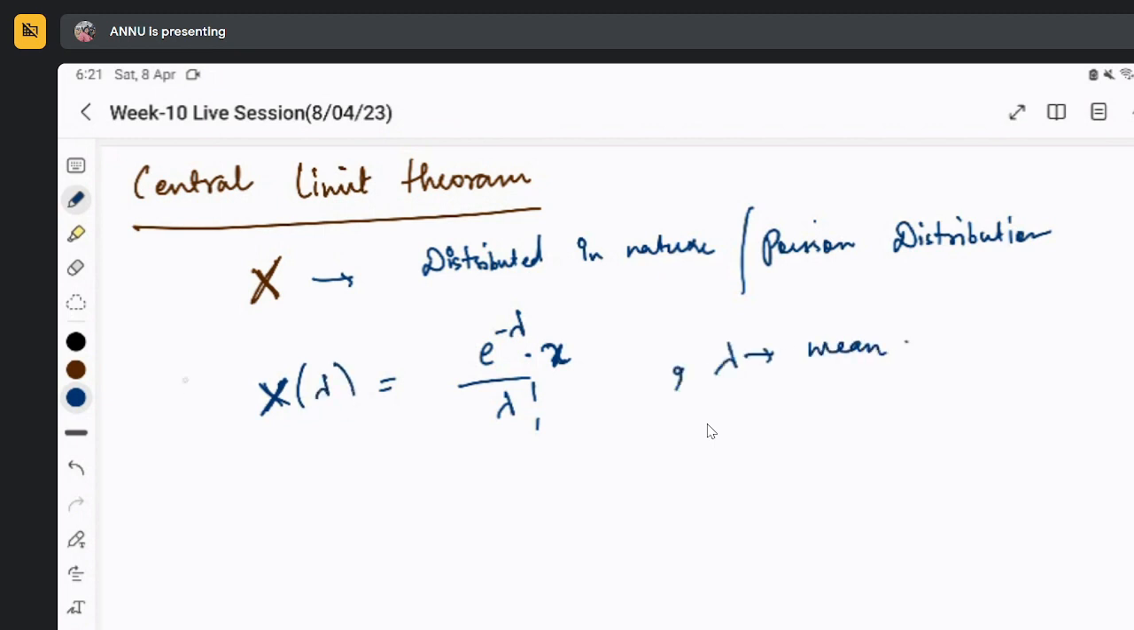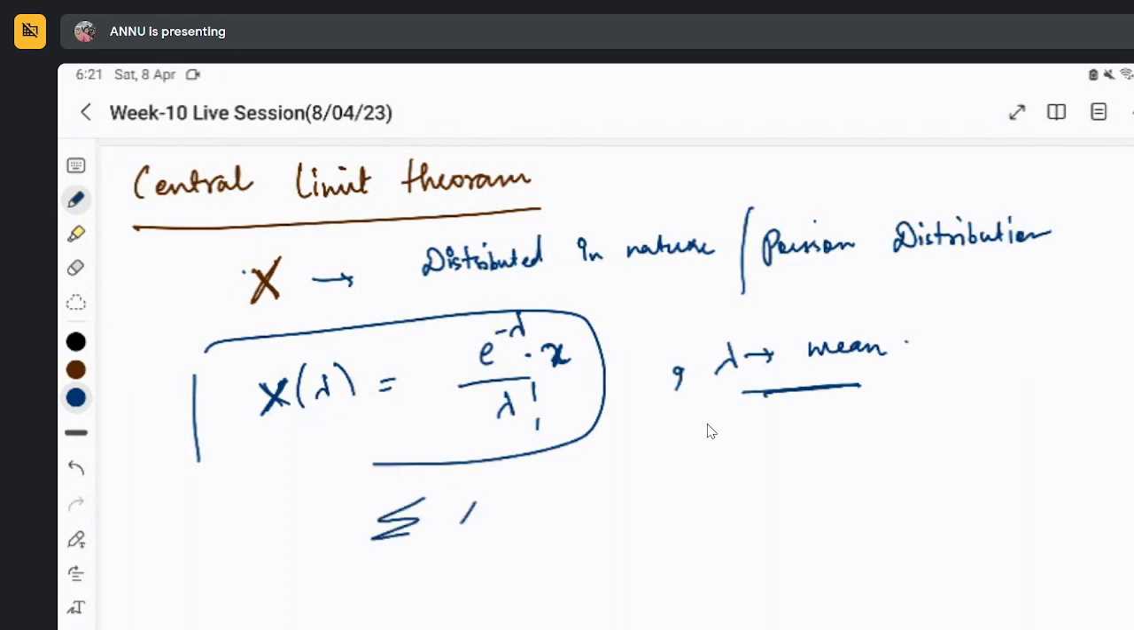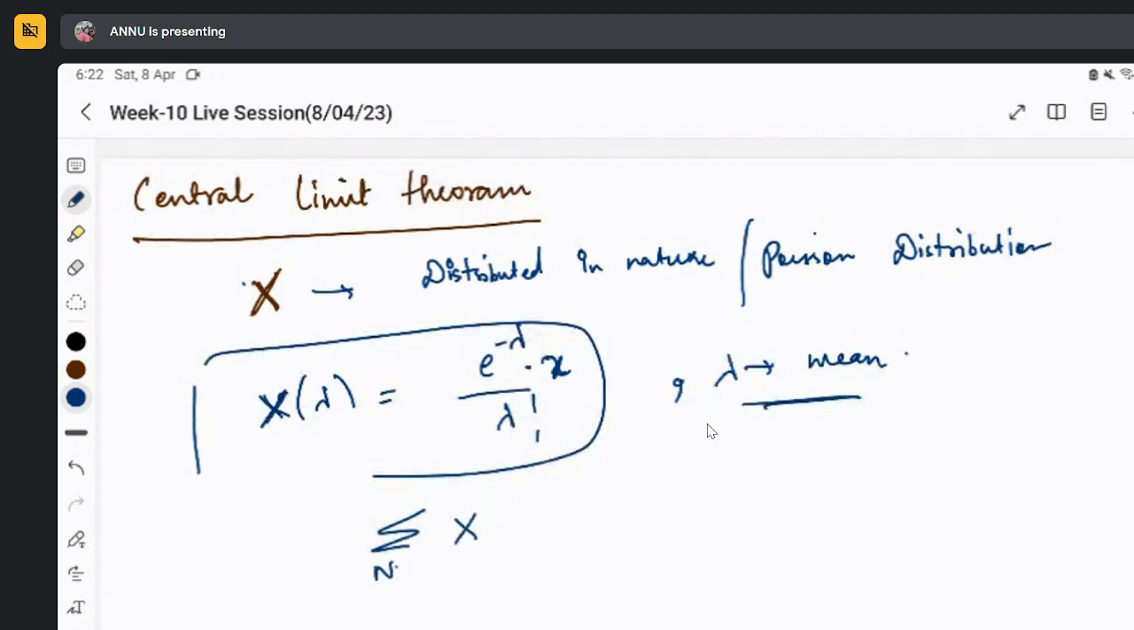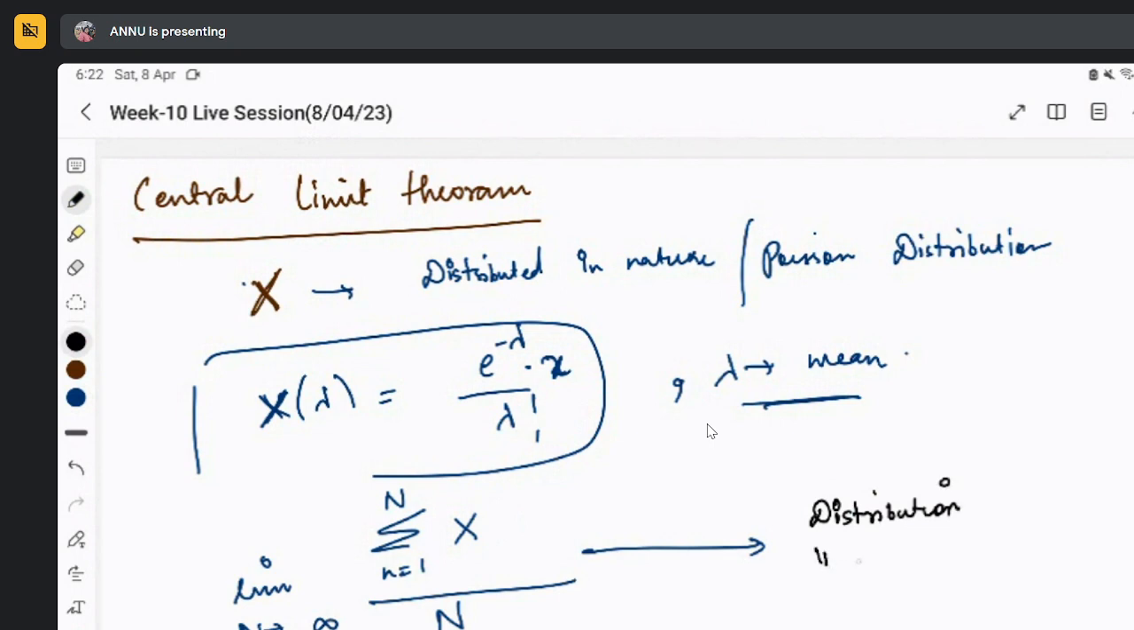I'm not sure if this formula is correct or not, so I have to check. But suppose it is correct, then if you calculate the expected value of the average of x from n equals 1 to infinity divided by n, in the limit n tends to infinity, this converts to some distribution. It is found that it is Gaussian in nature.